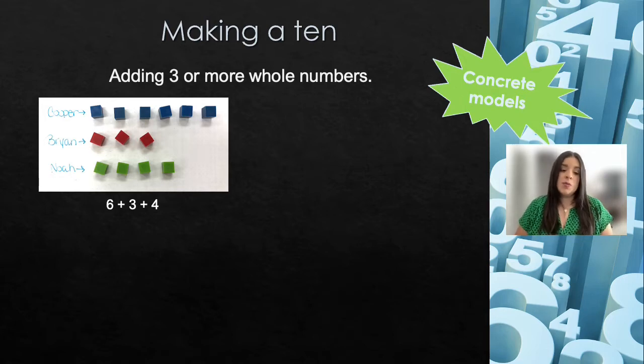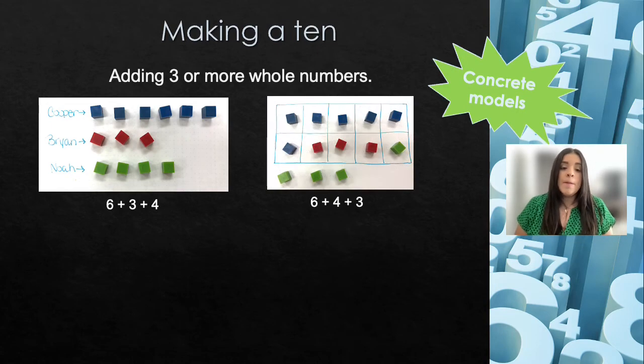Take a look. If this was a problem that students were being asked to do, 6 plus 3 plus 4, some students might say 6, then add on 3, then add on 4. That is a strategy that students could use. But they could also fill a 10 frame, make a 10, and add on 10 plus 3. Notice that in this strategy, the student also added 6, then 4, then 3 by rearranging the numbers.